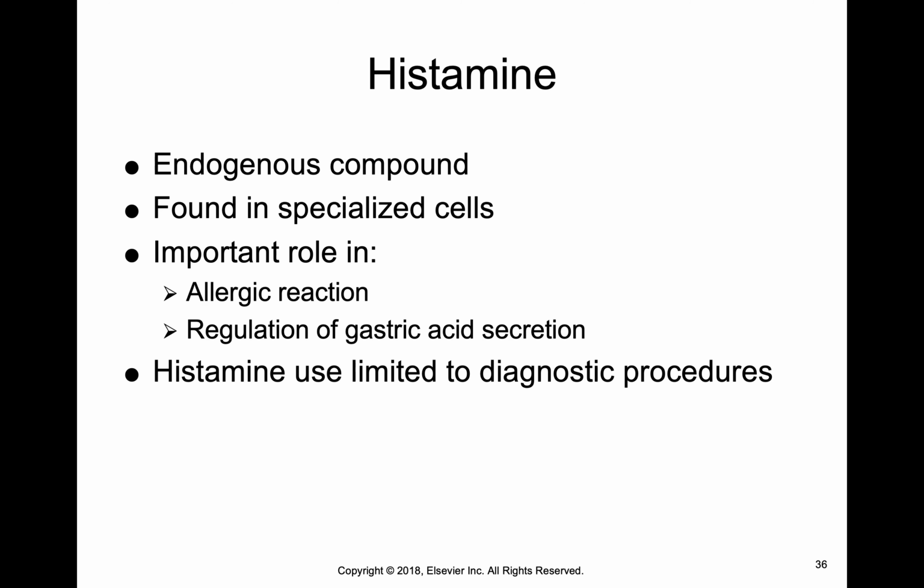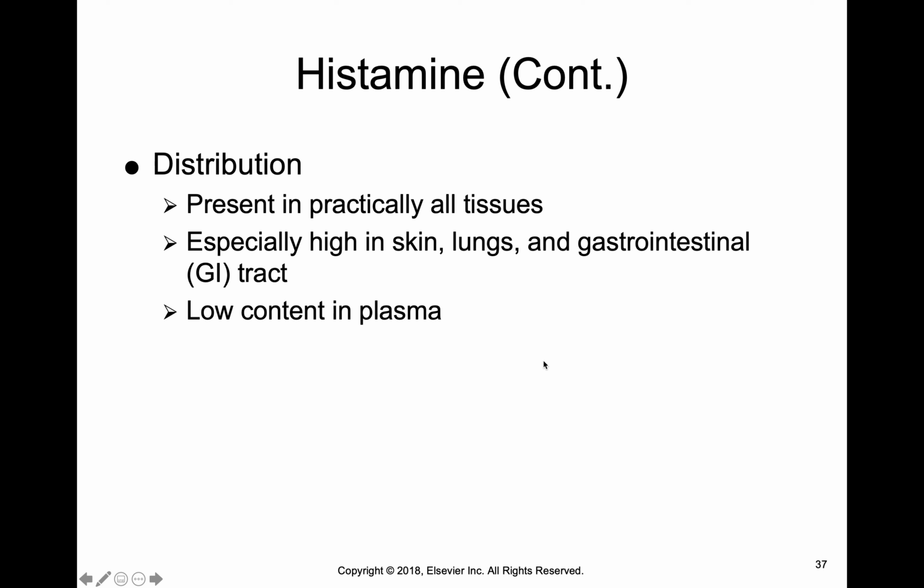Now we're going on to the antihistamine class. So what is histamine? It's an endogenous compound, which means your body does produce it. It's found in specialized cells, and it plays an important role in allergic reactions and also in the regulation of gastric acid secretion. It's present in practically all tissues, and it's especially high in the skin, lungs, and the GI tract, but it does have a low content in the plasma or blood.